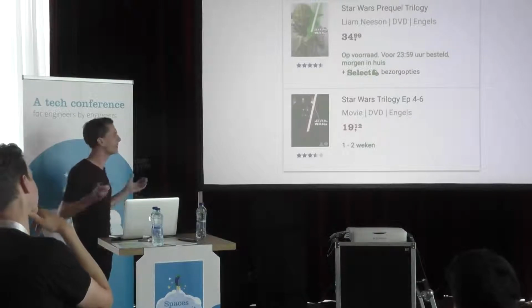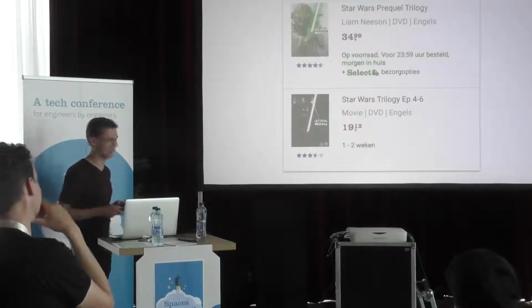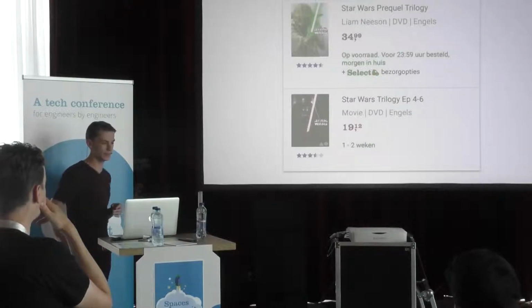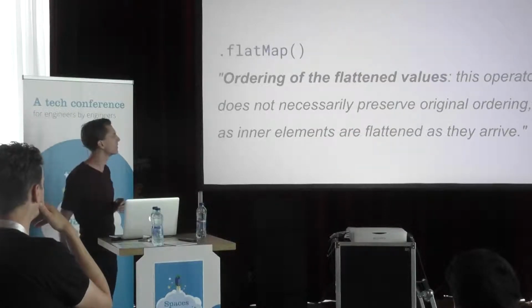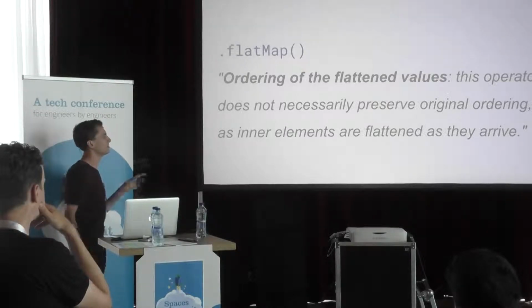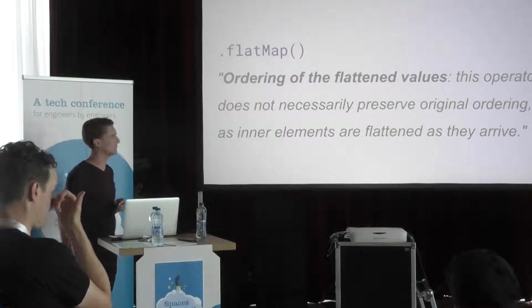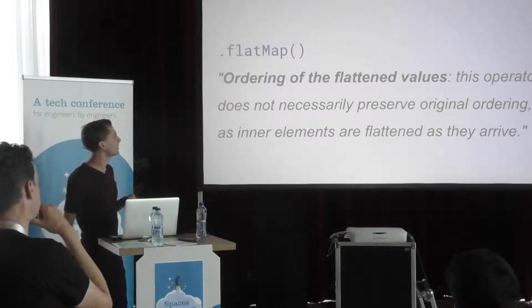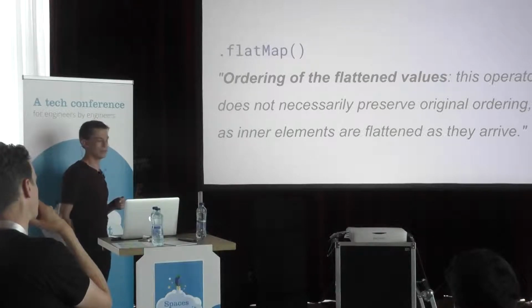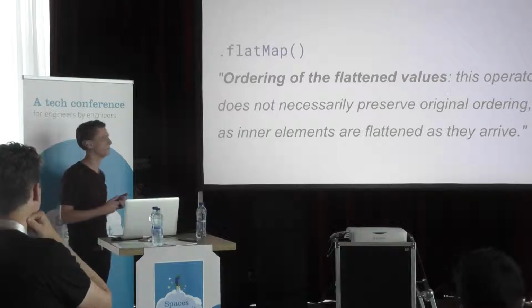But what actually happened here? So we were transforming these reactive types, and we were using the flatMap operator without properly reading its documentation. So what does the documentation of the flatMap operator actually say? This operator does not necessarily preserve original ordering. So what happens? The wrong products got the wrong rating on production.